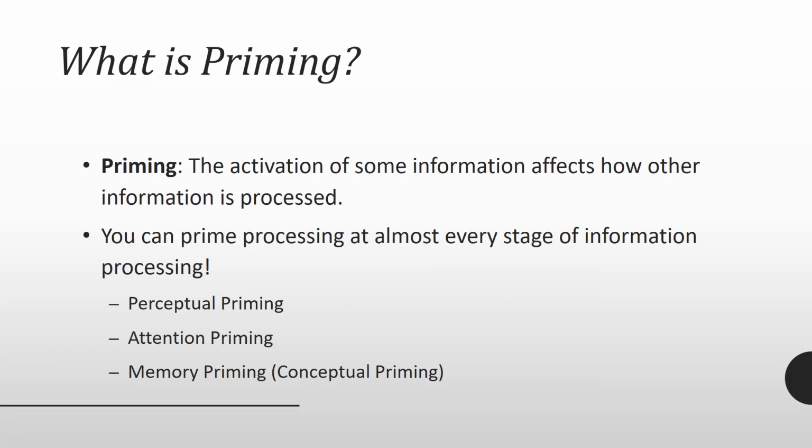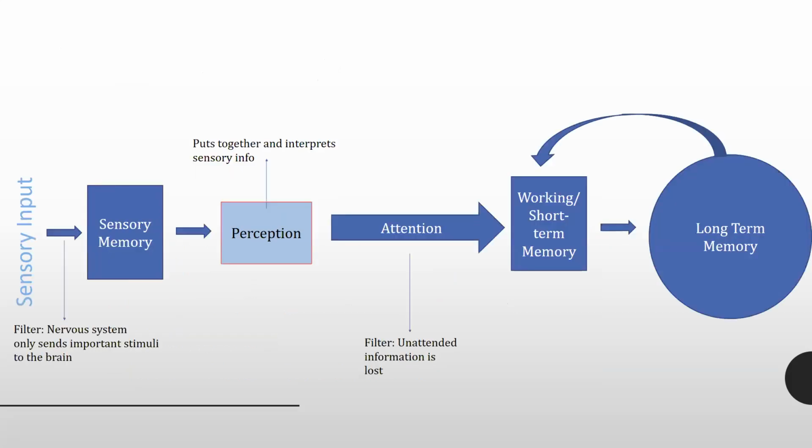We're going to look at perceptual priming and the priming of attention and memory, which you could also consider conceptual priming. So this is the expanded information processing model that we have been slowly building upon both this week and last week. What we're going to first look at is perceptual priming: how the context of what's going on can affect how our brain actually puts together sensory information and subsequently the reality that we end up perceiving.